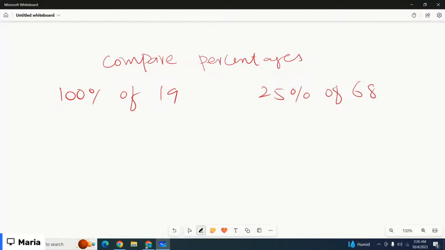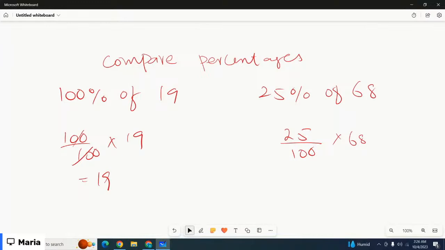Let's just calculate both the percentages, right? 100% of 19, that would be 100 over 100 times 19, right? So that would be 19. 25% of 68, that is 25 over 100 times 68, right? That's how you calculate the percentages, right? That is 17. So which is less? Here is 19 and here is 17, so obviously 17 is less, right? So that means 25% of 68 is less than 100% of 19. Got it?